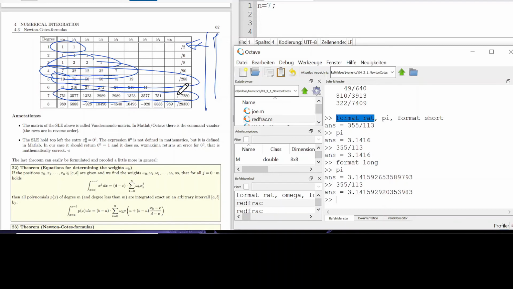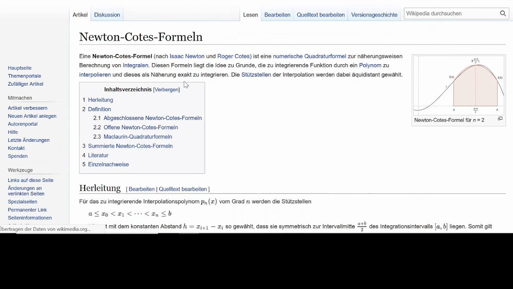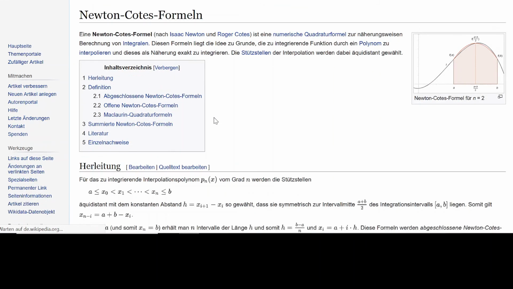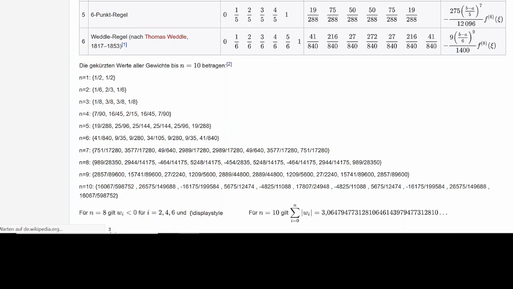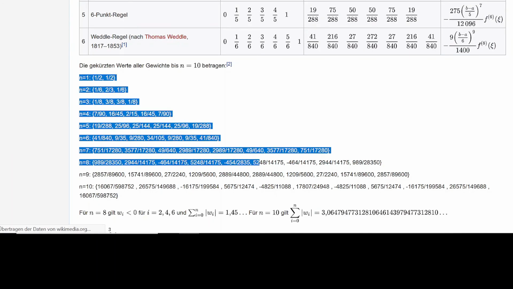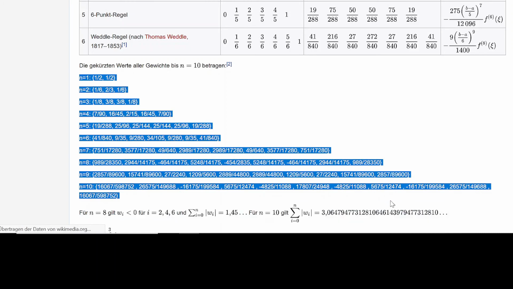So in this case, we will need something different, and what is easier than to check what is in Wikipedia. Okay, this is the German version of Wikipedia, and there in the end we also have a table, this one, and these are the weights till degree 10. Funny thing, in the English version of Wikipedia, this table is not included. I think it would be a good idea to include that.